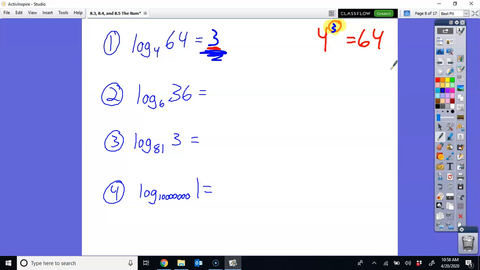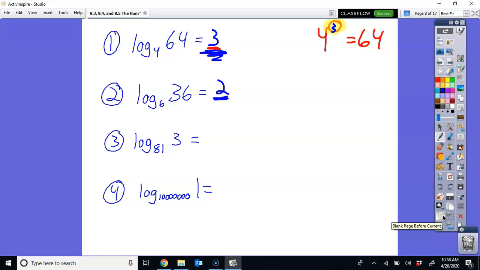Number 2, log base 6 of 36. So 6 to what power is 36? I hope you're screaming at your screen there. 2. 6 squared is 36. Guys, notice we're not saying 6 times 6 is 36, even though that's what 6 squared means. We're saying 6 to the second power is 36. That's why the answer to a logarithm is the exponent, not what you multiply it by. So be careful with that.